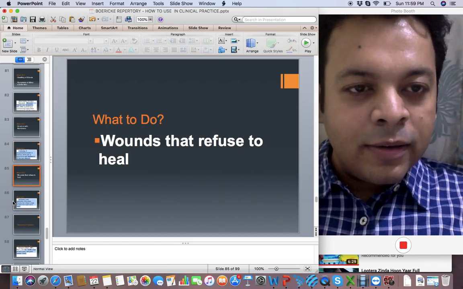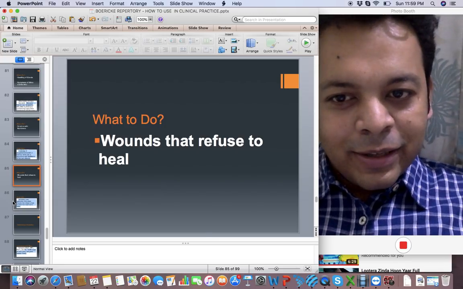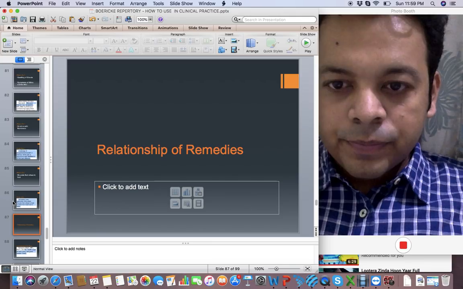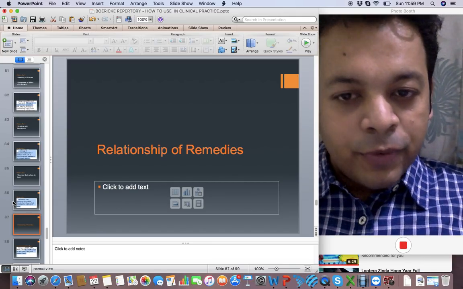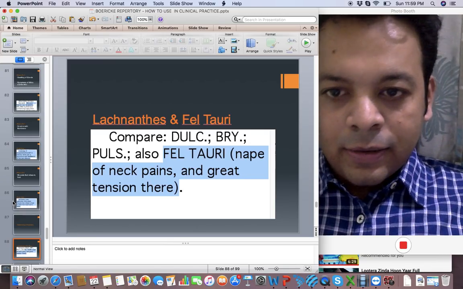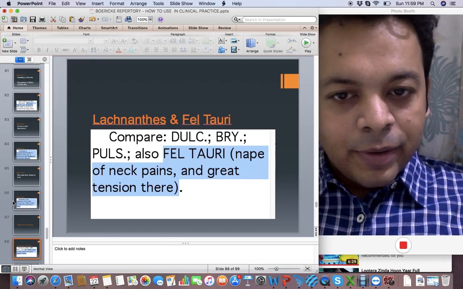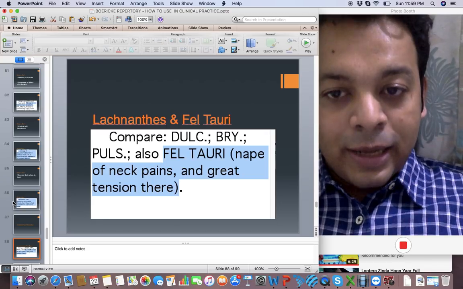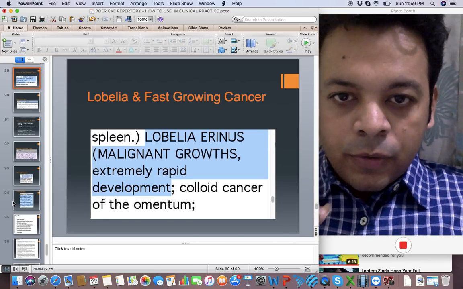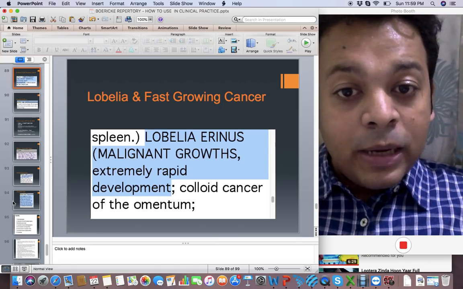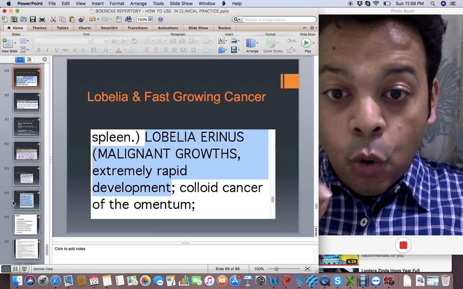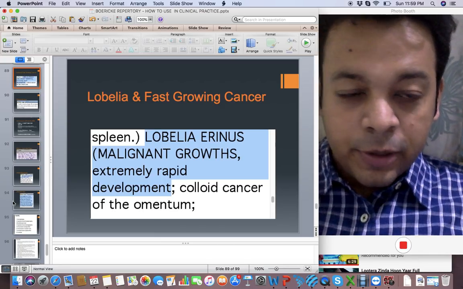Wounds refuse to heal. We think Silica, we think Hepar. Boericke gives gunpowder, remember. Also, the relationship of remedies is very, very important. For example, Fel Tauri and Lachnanthes both have neck pain. Fel Tauri more with gallstone. Lachnanthes, I told you, very talkative with TV. Another remedy, Lobelia erinus. This is a very important remedy for stomach and especially omentum cancer. Remember this remedy.